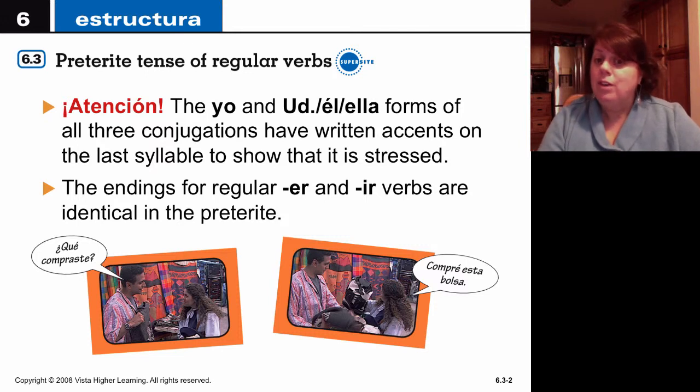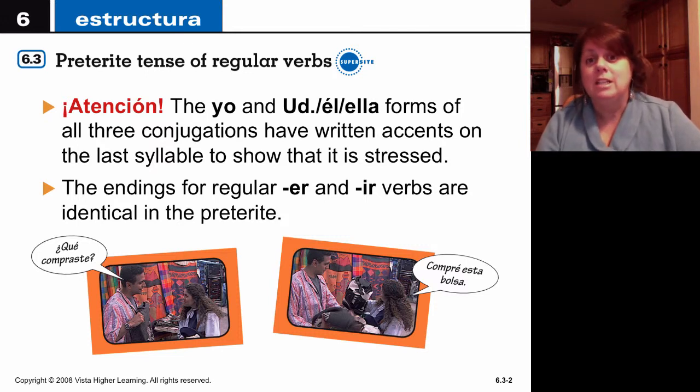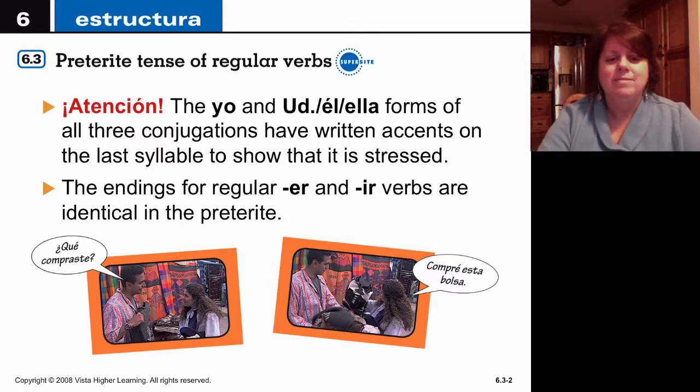The endings for regular ER and IR verbs are identical in the preterite. The imos form is used for both. Now look at the little pictures that we have here. ¿Qué compraste? What does that mean? It means, what did you buy? Compré esta bolsa. I bought this bag.